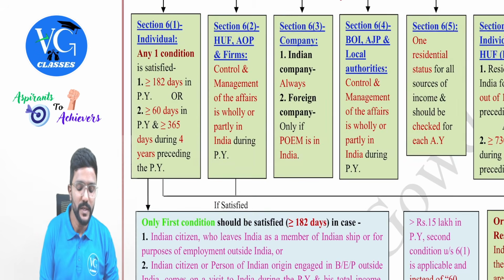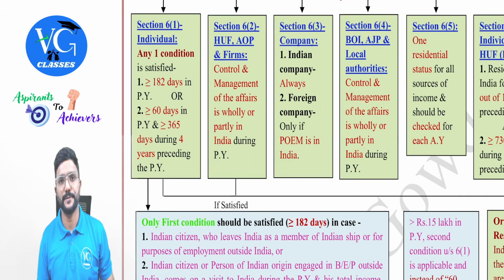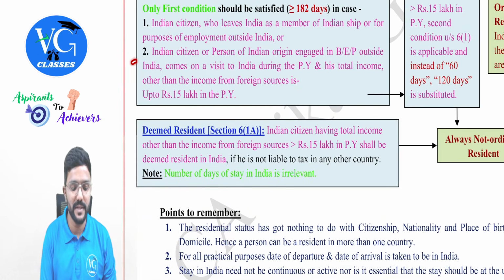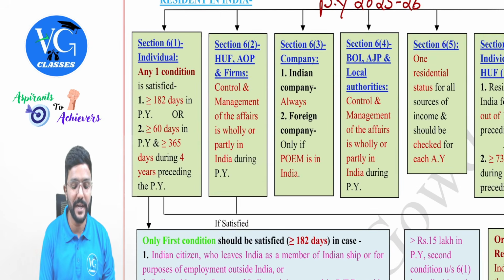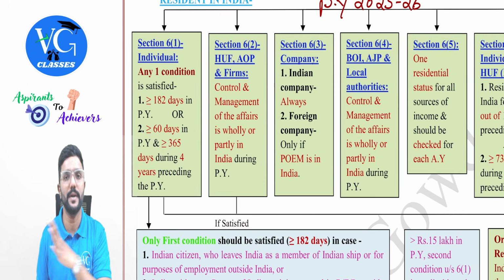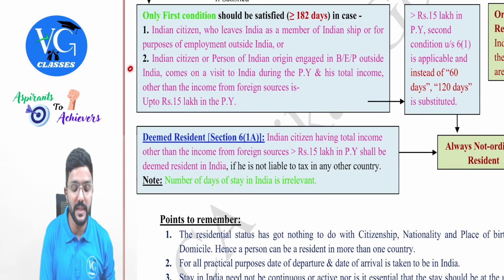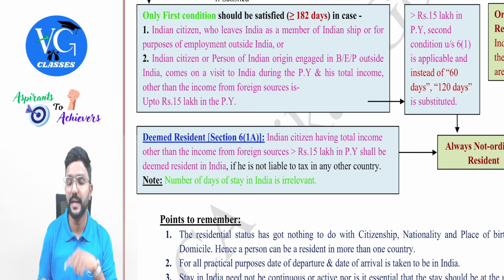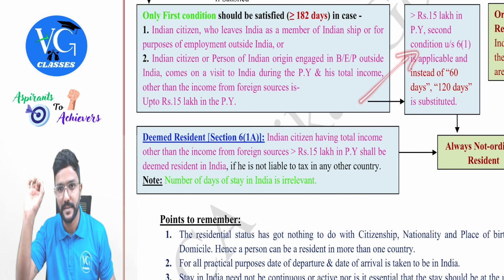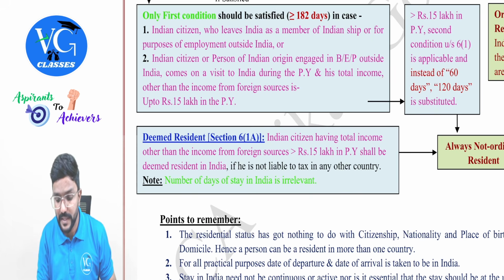In that case also, second condition is not applicable, guys. So if you are a person who is covered in this point, then you would become resident in India only if you are in India during the previous year for 182 days or more. Okay. Then, sir, what in this case, if the total income other than the income from foreign source is more than 15 lakh, then it is carried here, guys. Please be careful here.